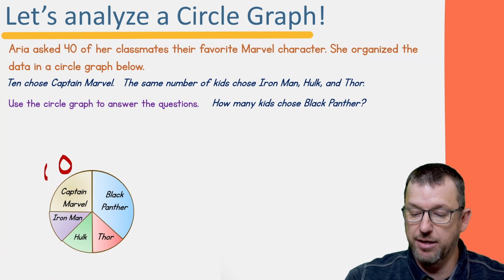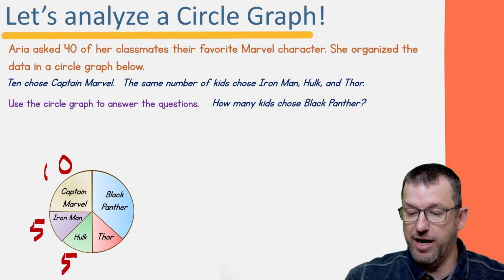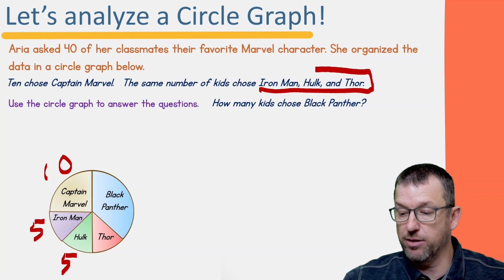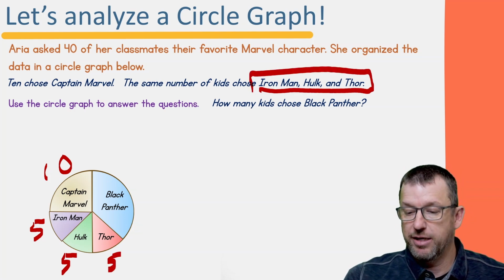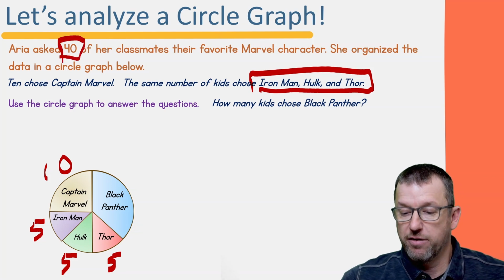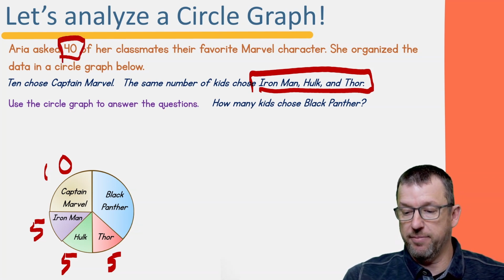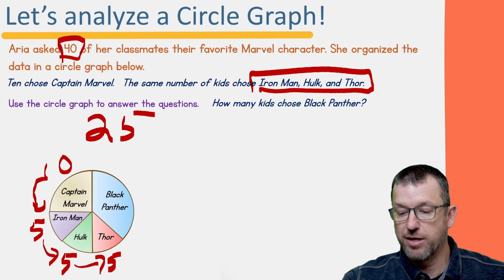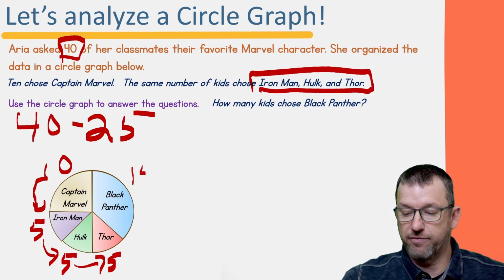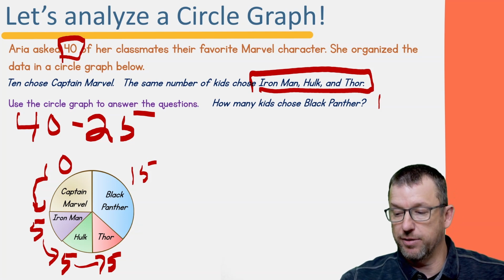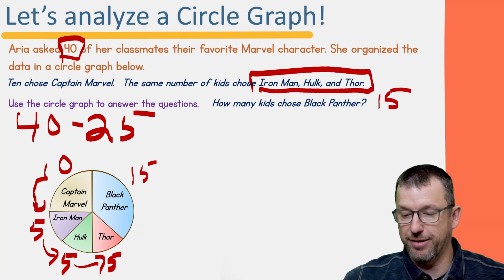So we know this is 10, this is 5, this is 5. We also know that Iron Man, Hulk, and Thor all have the same value, so Thor is also 5. And now we can solve this pretty simply. 40 kids were interviewed about their favorite character. 10 plus 5 is 15, plus 5 is 20, plus 5 is 25. So what's left over? 40 minus 25 is 15. So the answer to this one is 15 kids chose Black Panther.